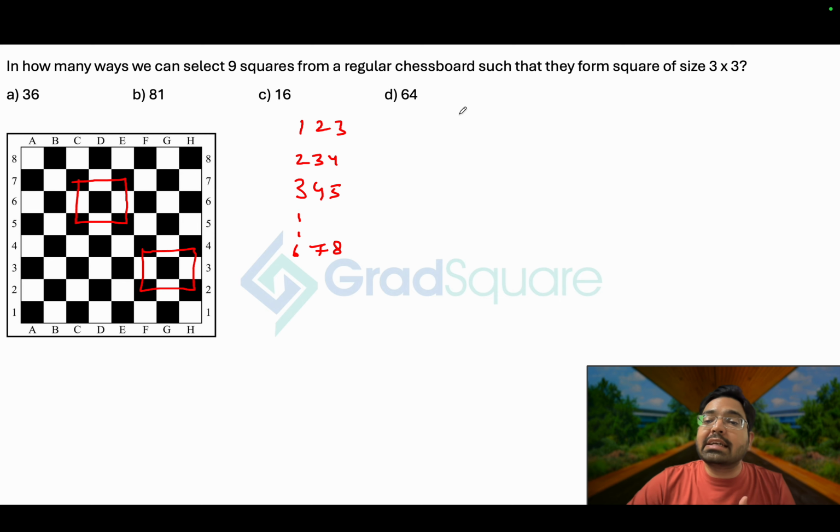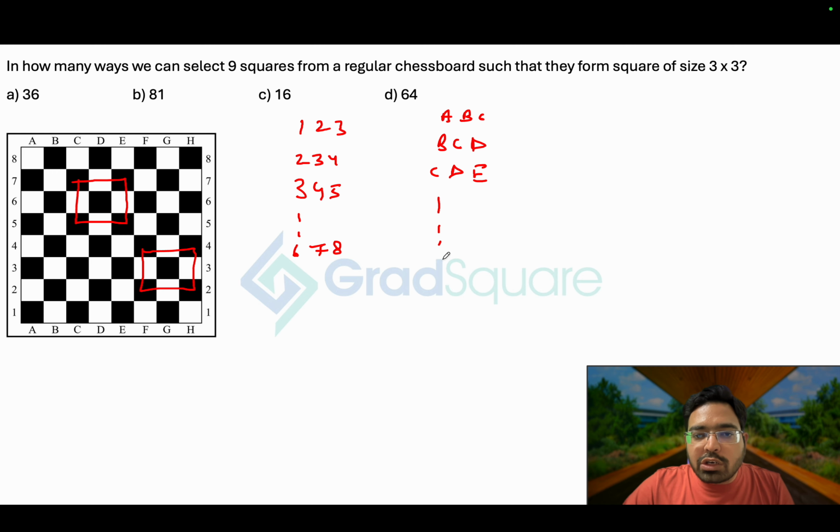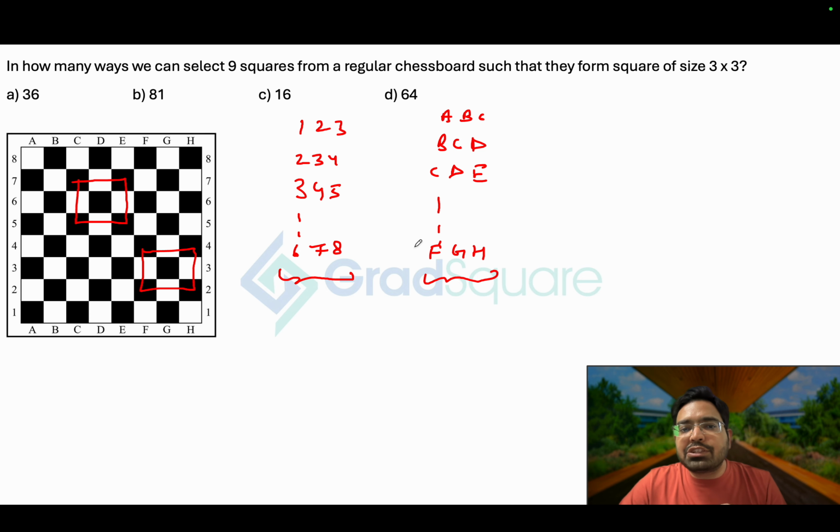What happens to your consecutive columns? The consecutive columns can be ABC, BCD, CDE, all the way up to what? All the way up to F, G and H, right? So you will realize there are 6 possibilities over here and there are 6 possibilities over here. Now, if you can visualize that any of the 6 possibilities that you pick from here and you match it with the 6 possibilities over here, you will get a square of 3 cross 3.